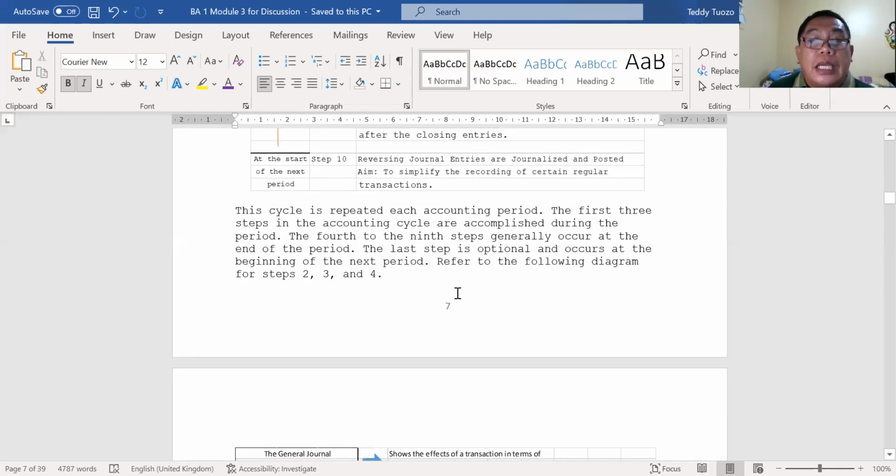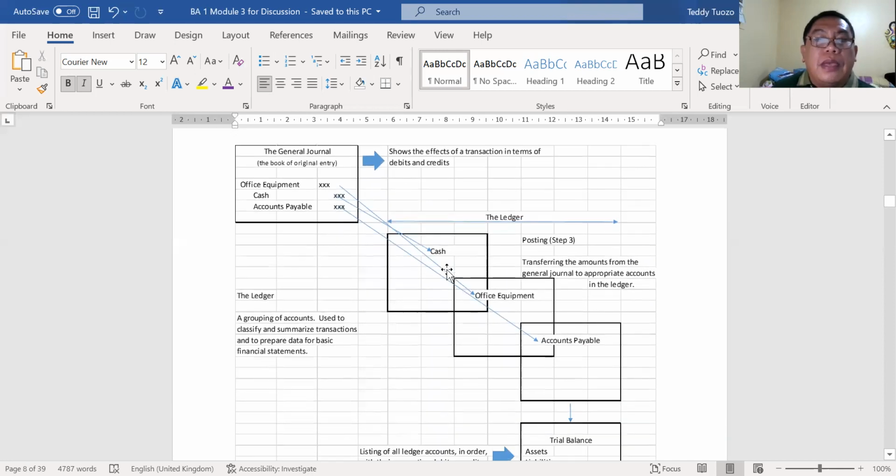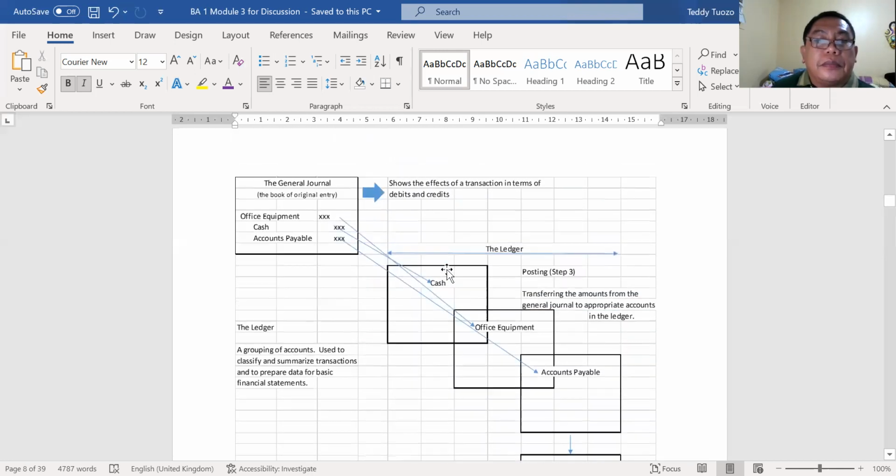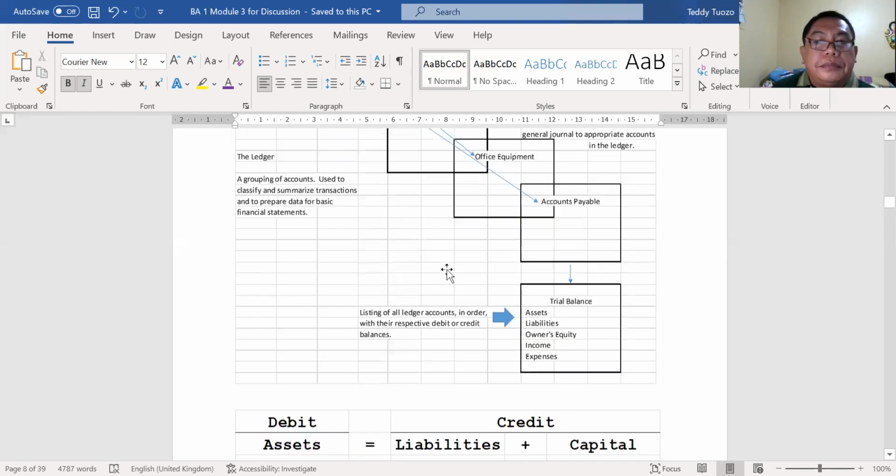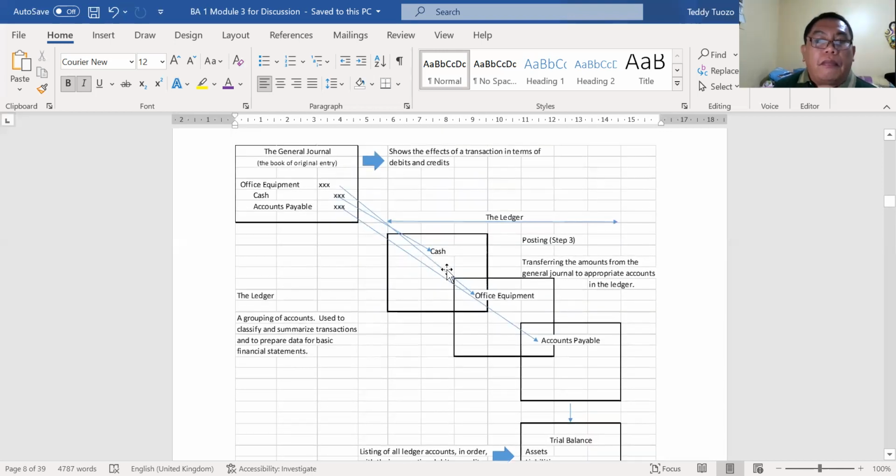This cycle is repeated each accounting period. So every year, they are performed every year. The first 3 steps, as I've said, are done during the period January to December. So I have here, from the general journal, step number 1 up to step number 4.